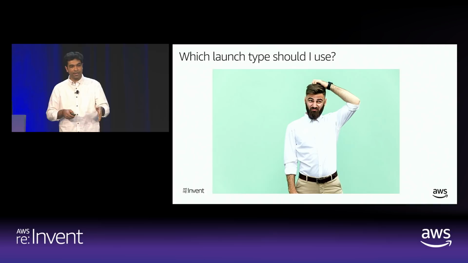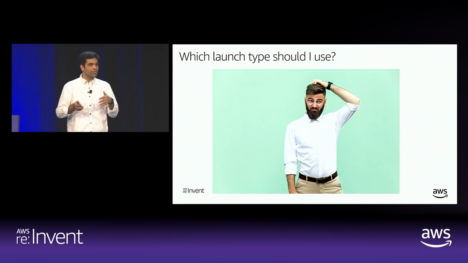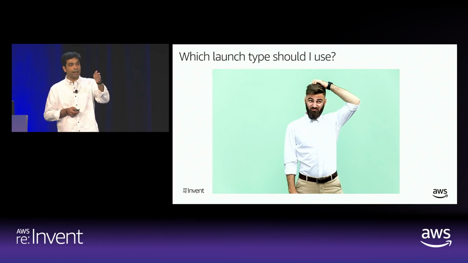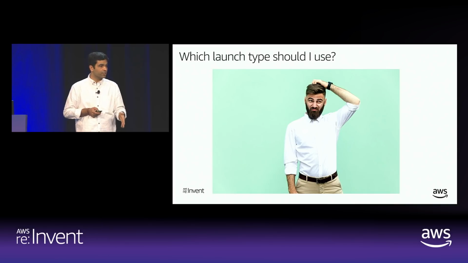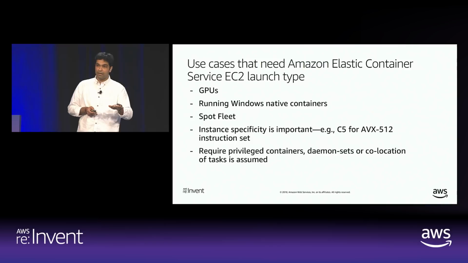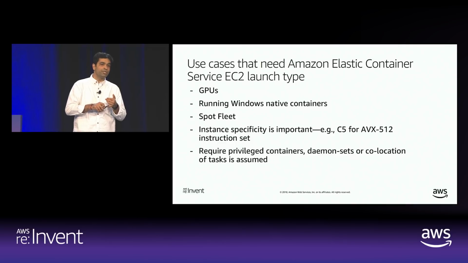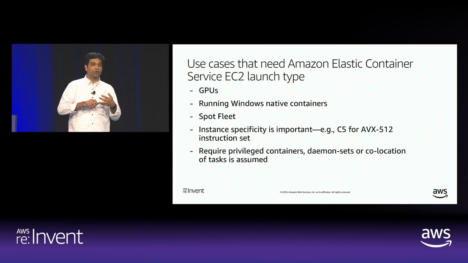Can I just run every application that I have on Fargate, or do I have to make an either-or decision for all applications within that particular cluster? The answer is, it really depends on what assumptions your application is making on the underlying infrastructure. You may not be able to run all applications on Fargate, at least today. Here are some examples. This is not an exhaustive list by any means, but if you're going to use GPUs, that's not available on Fargate today. If you're going to run Windows native containers, you can run .NET Core, but if you're going to run Windows native, you cannot run them on Fargate today.